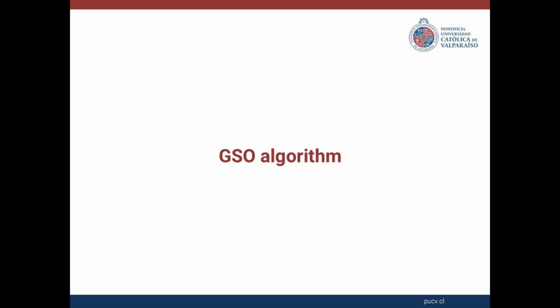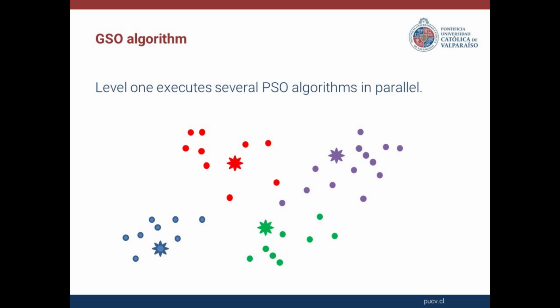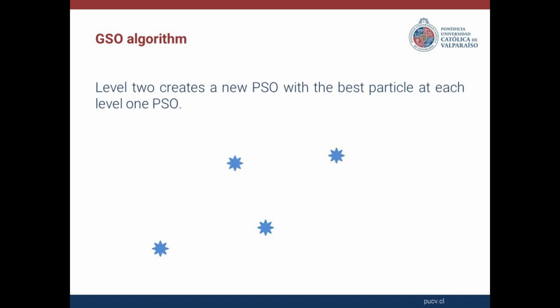The Galactic Swarm Optimization algorithm was proposed in 2016 by Muthiah-Nakarajan as a way to run several PSO in parallel. The algorithm works on two levels. The first one works with a certain number of PSO independent from each other. The second level is created from the first one by selecting the best particle from each PSO in level 1 and creating a new PSO.